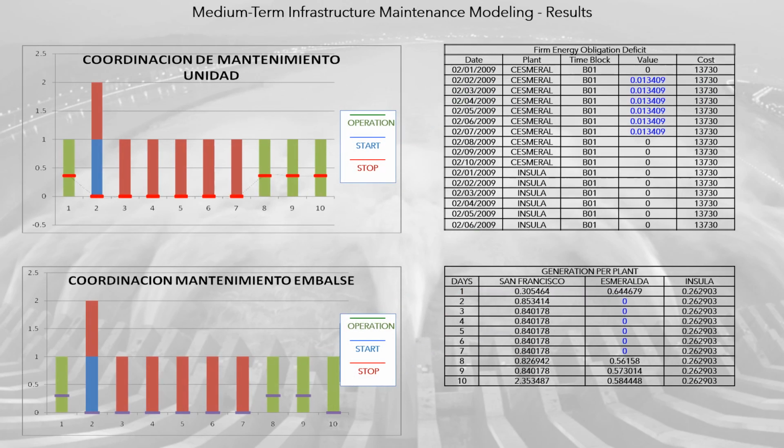The following figures present the results of a real-life case scenario. In these results, it is possible to visualize the coordination of the maintenance of a tank, and the respective generation unit, that uses the water regulated by the tank. Green, in operation. Blue, start of maintenance, and red, under maintenance.